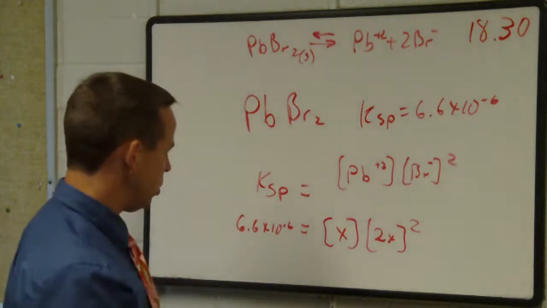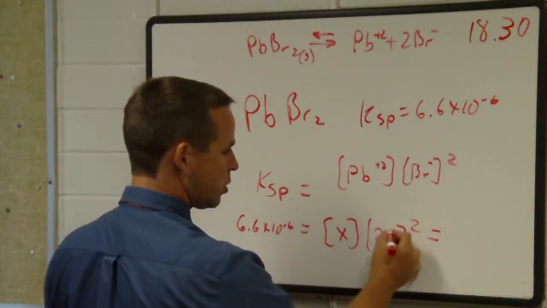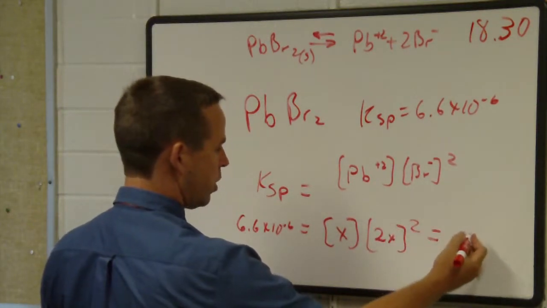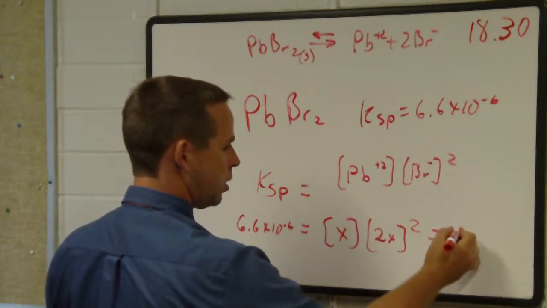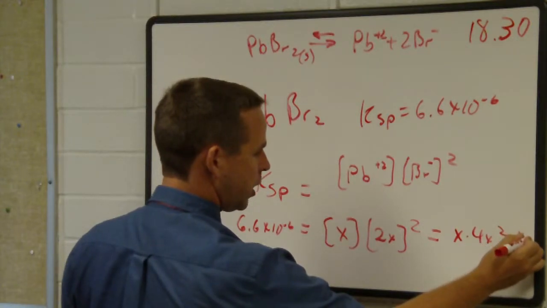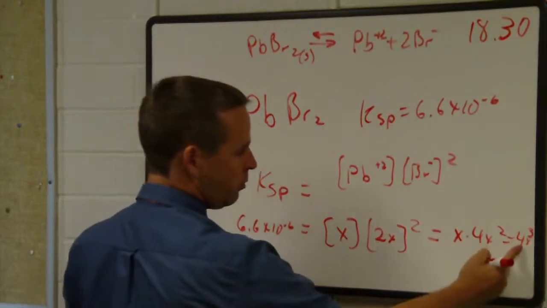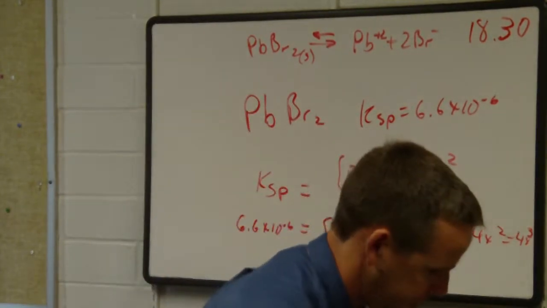All right, so we have this value equaling x times (2x) squared, or 4x squared. 2x squared is 4x squared. So we take this and square it. So x times 4x squared equals 4x cubed. So we take our molar solubility, divide by 4, and then take the cube root.